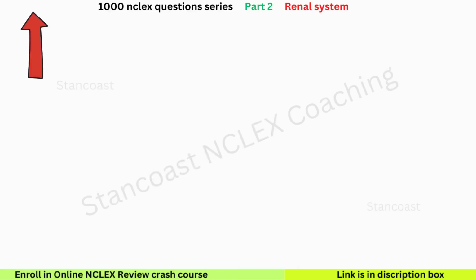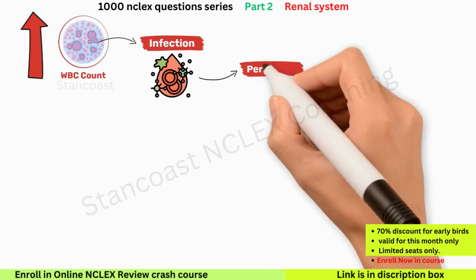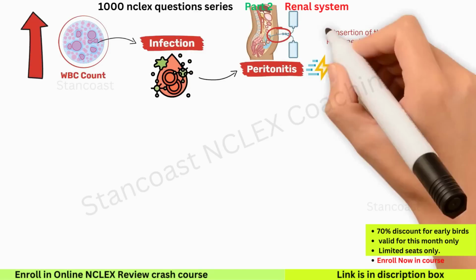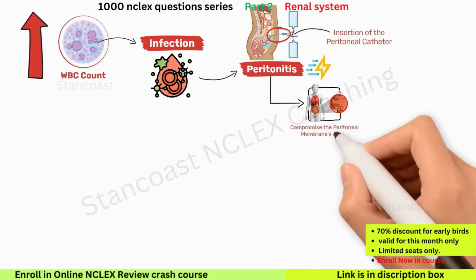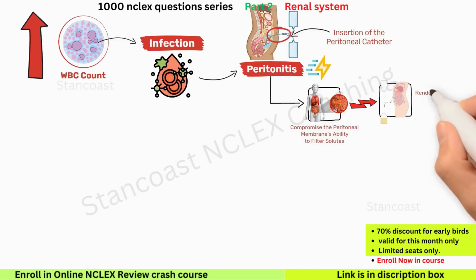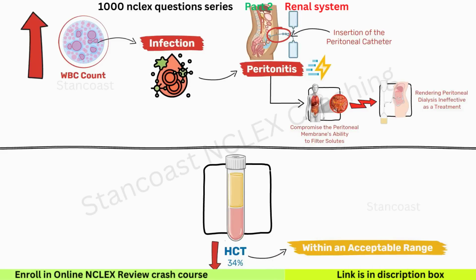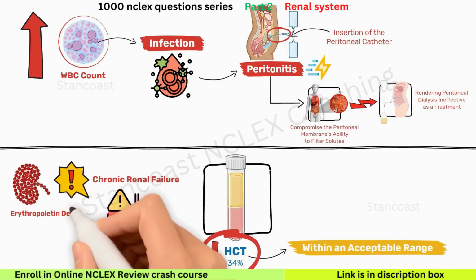An elevated WBC count suggests the presence of infection, likely arising from peritonitis. This complication may have been triggered by the insertion of the peritoneal catheter into the peritoneal cavity. Peritonitis can compromise the peritoneal membrane's ability to filter solutes, rendering the peritoneal dialysis ineffective as a treatment. While her HCT of 34% is slightly lower than normal, it is within an acceptable range given her regular blood sampling. Reduced HCT is common in patients with chronic renal failure due to erythropoietin deficiency.